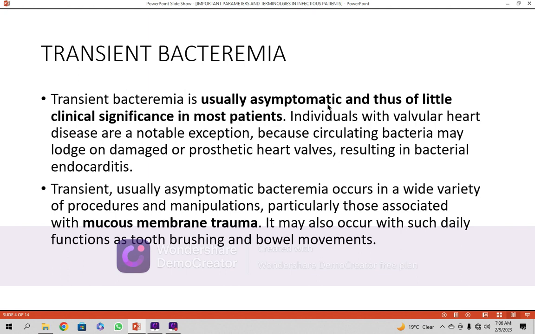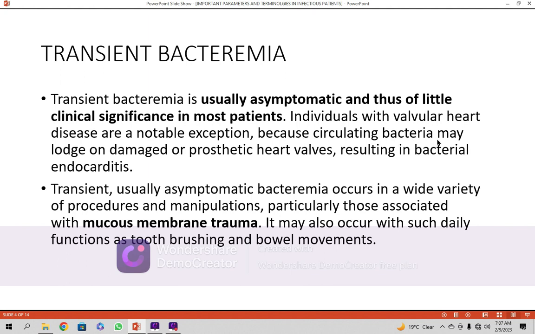Now, transient bacteremia is usually asymptomatic, and thus there are few clinical symptoms. Most patients are like this, with individuals with valvular heart disease being a notable exception. With a diseased valve, even a small amount of bacteria matters; it depends upon the quantity of the bacteria. The quantity, although very small, and the fighting is going on.